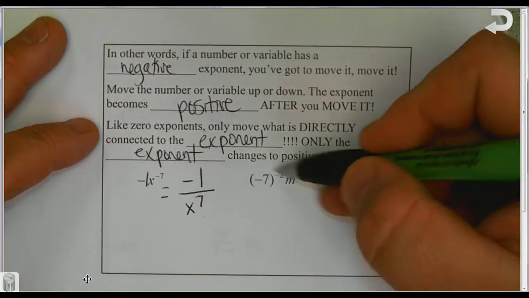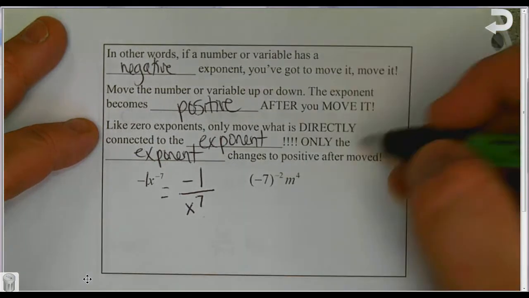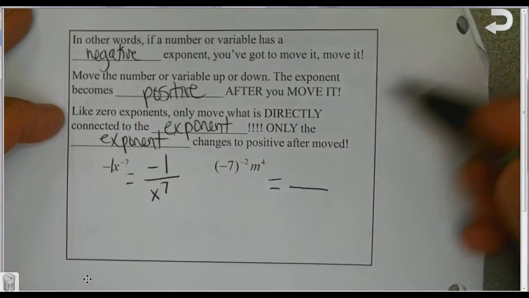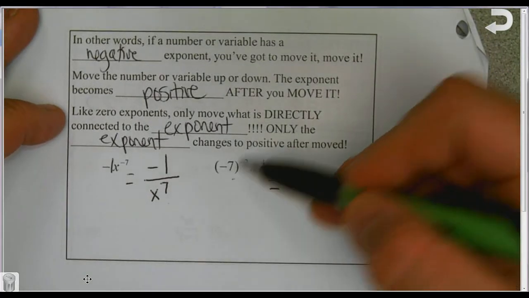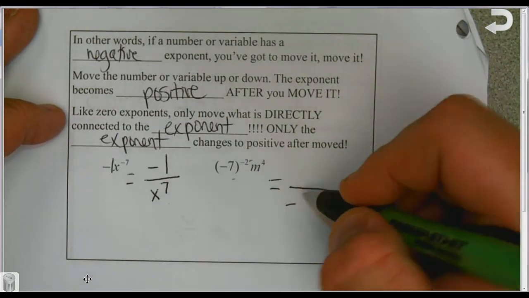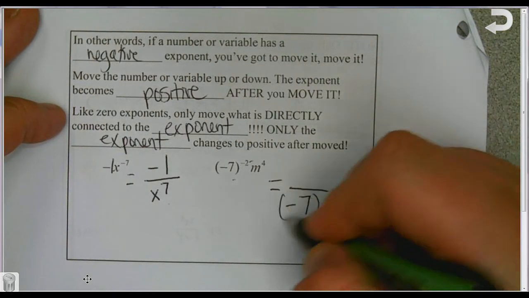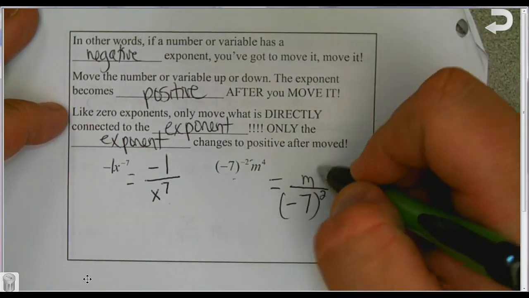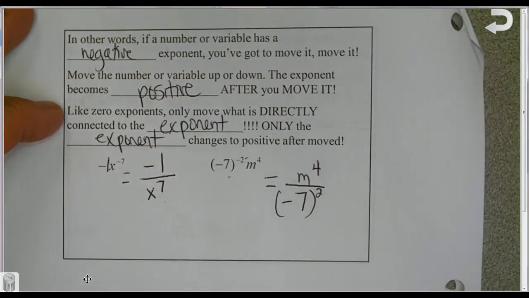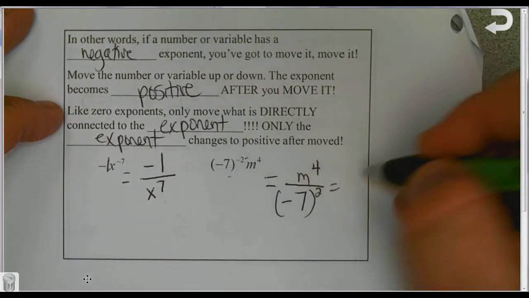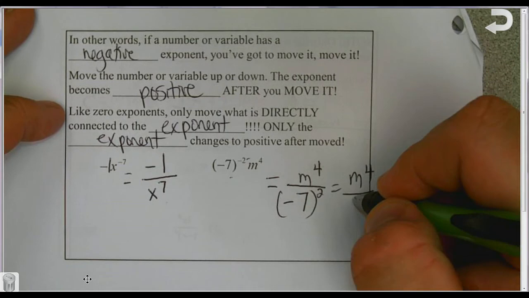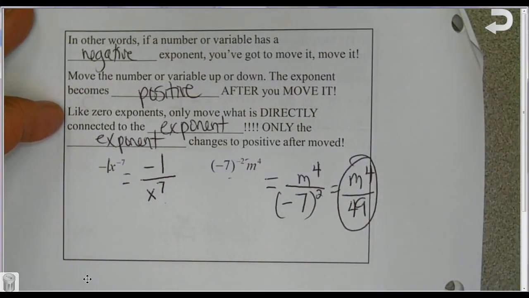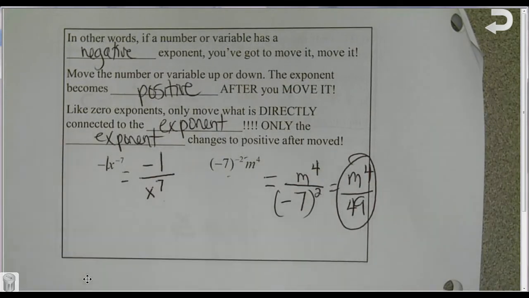In this one, we have negative 7 to the negative 2 power over m to the 4th. So when I rewrite this, I'm going to handle it in pieces. Negative 7 is taken to the negative 2 power, so now I have negative 7 squared. M to the 4th stays on the top. But I'm not done. I can go ahead and square this. M to the 4th over 49. Final answer.